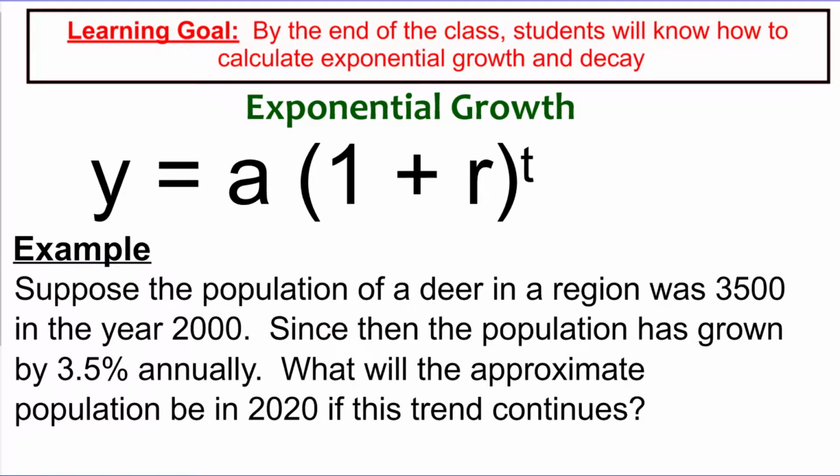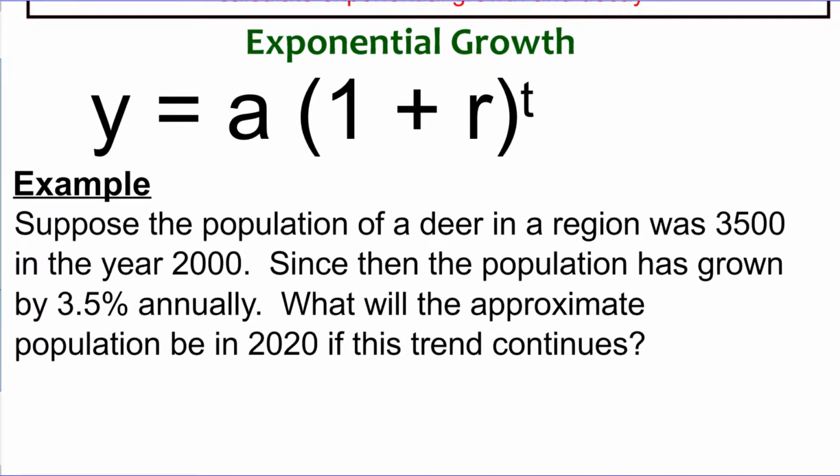We're going to just use this exponential growth model. In this problem, I'm giving you the same formula that we just saw, and there's a situation where a population of deer started off at 3,500 deer in the year 2000. Every single year after 2000, it increased by 3.5% annually, which means every year, 3.5% more deer were there than the previous year, and then it keeps growing from there. And they're wondering, after 20 years, in the year 2020, how many deer can we expect to be in the population?